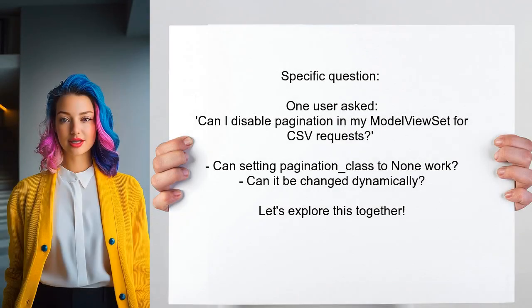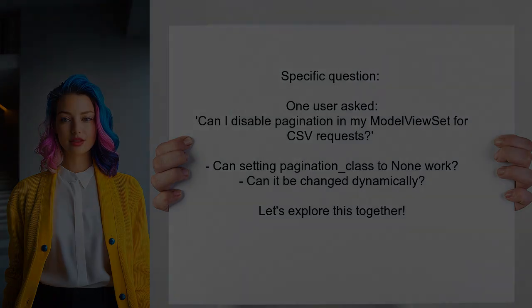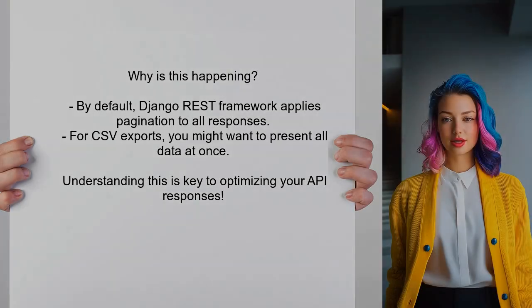Here's the specific question we're addressing. One user asked if it's possible to disable pagination in their model view set when the request format is CSV. They wondered if setting pagination class to none would do the trick, and if it could be changed dynamically. Let's explore this together. So why is this happening?